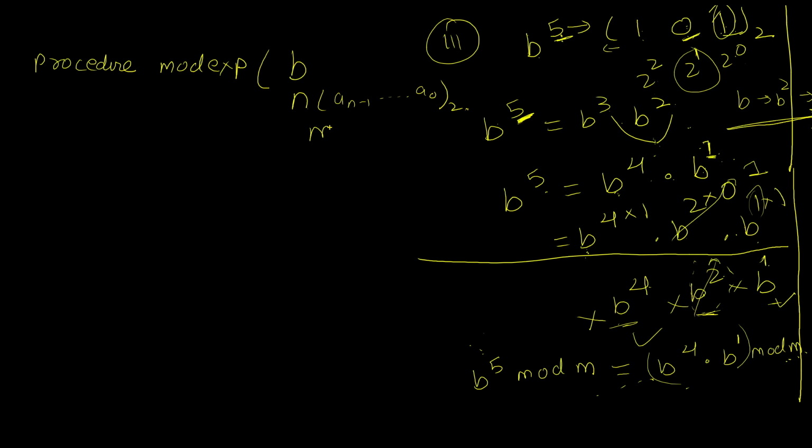And I also have my modulo factor of m as an input to this procedure. Okay. So I'll begin my procedure by initializing my result as a 1. Because as we talked about earlier, 1 is the multiplicative identity. I want to start multiplying things to 1 and accumulate the result in this variable.